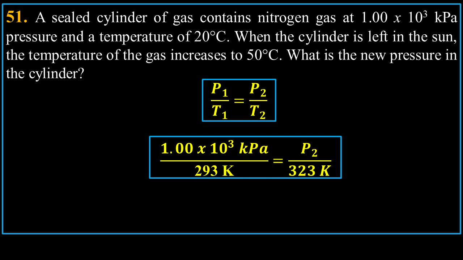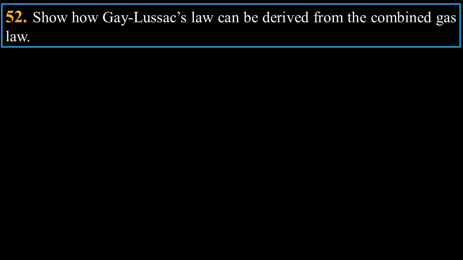And now we're going to plug in the values that are given to us, 1,000 kilopascals over 293 Kelvin, and P2 over 323 Kelvin. So we're going to cross multiply and divide, and the answer is 1.1 times 10 to the third, or 1100 kilopascals. So just keep in mind, be able to tell right away whether or not something is one person's law or another's.